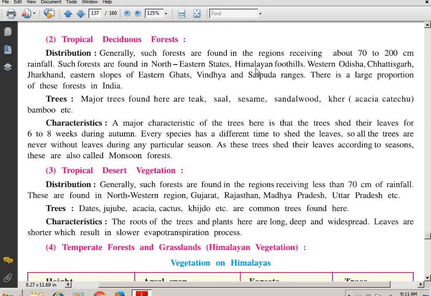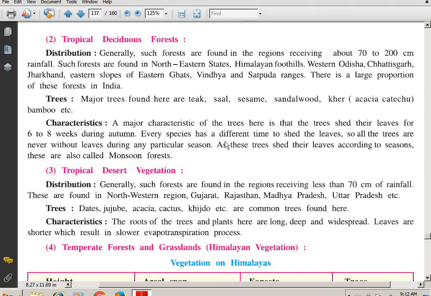Now what are the characteristics of this tropical deciduous forest? The major characteristic of trees here is that they shed their leaves for 6 to 8 weeks during autumn. When we saw the evergreen forest, the trees do not shed their leaves, therefore they are called evergreen. There we saw mahogany, ebony and all. Over here, the trees are teak, sal, sesame, sandalwood, kher and bamboo. They shed their leaves for 6 to 8 weeks, underline, during autumn.